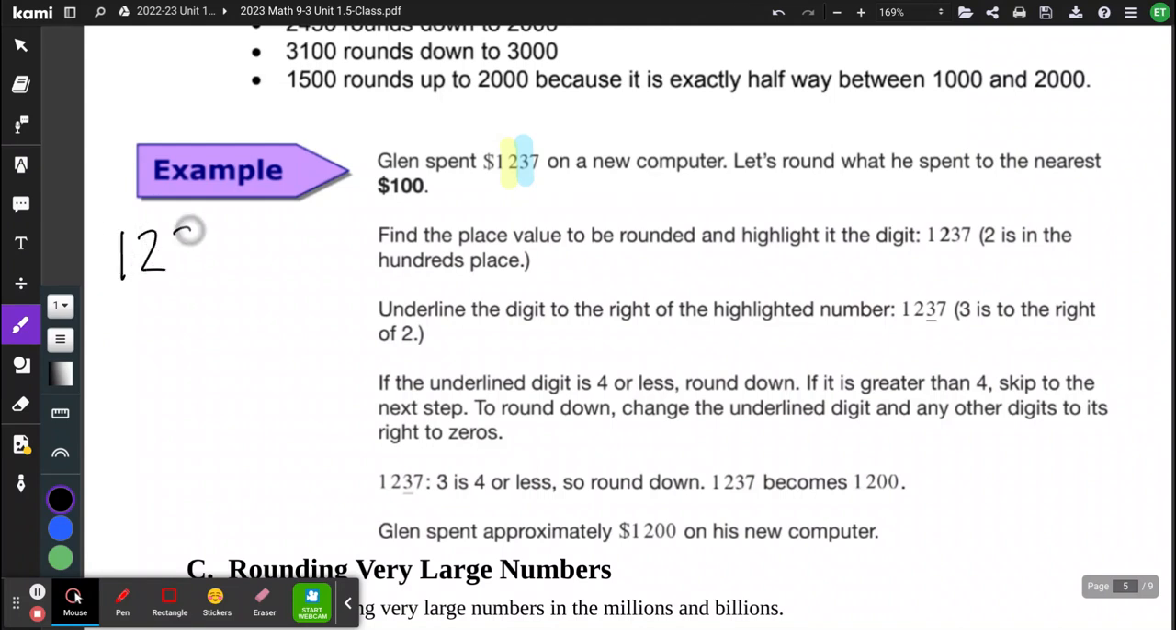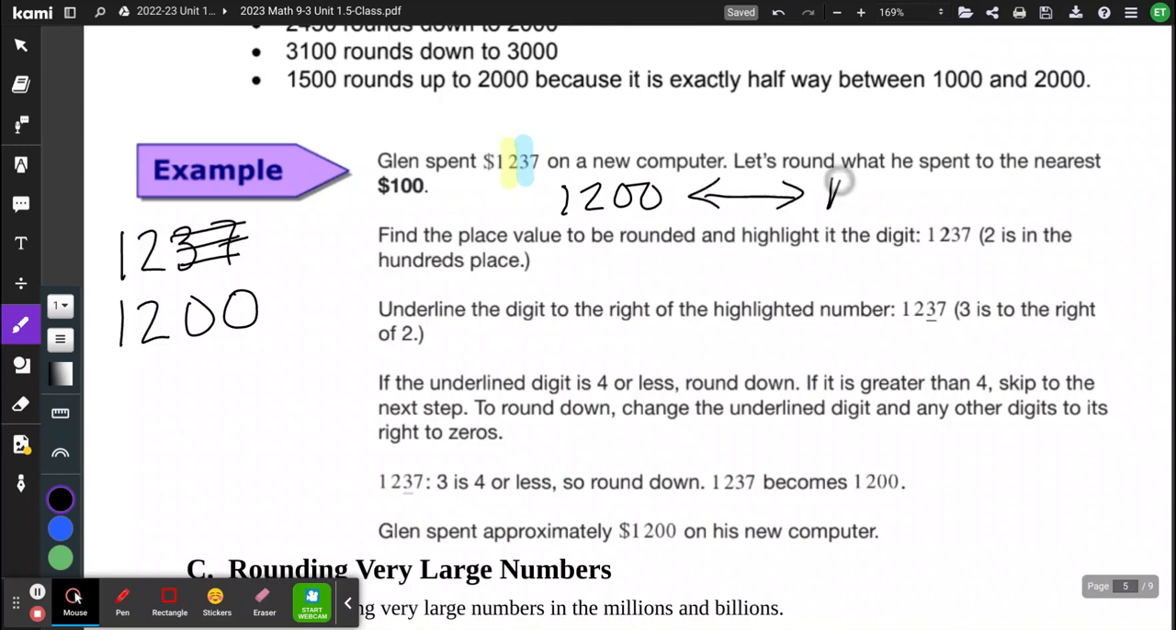So my 1,238.37, the 3 and the 7 are going to disappear, and it's going to become 1,200. It's going to round down because the number is between 1,200 and 1,300. And we have to see which number on the number line it would be closer to. It's closer to 1,200. Okay?